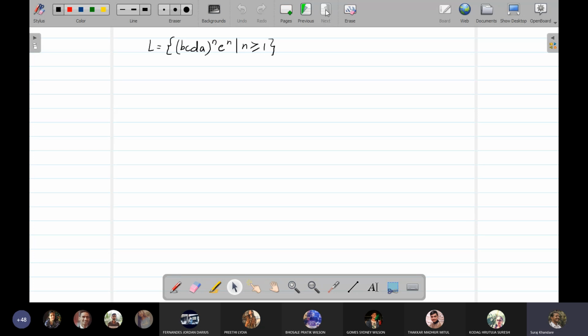So next question, L is equal to (B, C, D, A) whole raised to N, E raised to N, where N is greater than or equal to 1. Have you solved it, Pratik? Have you solved this problem? Yes, sir. I have not solved the example yet. Fine. You can just paste the transition functions first, then you solve an example. Okay.